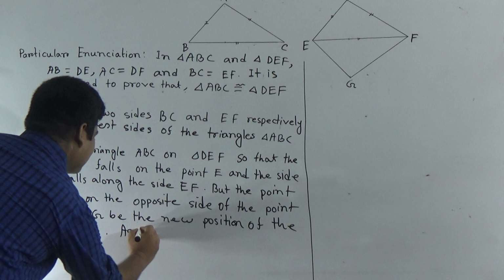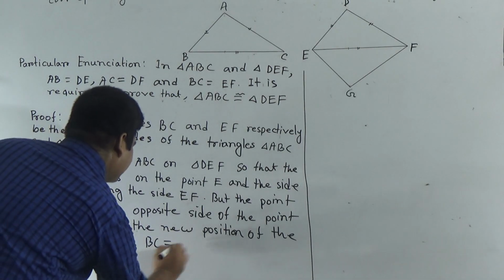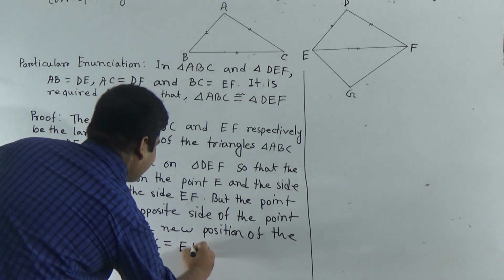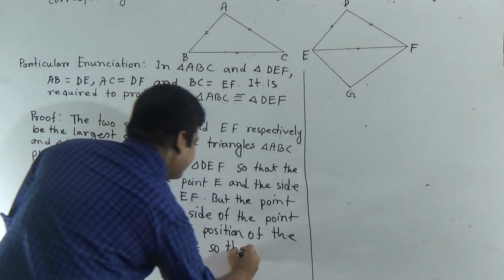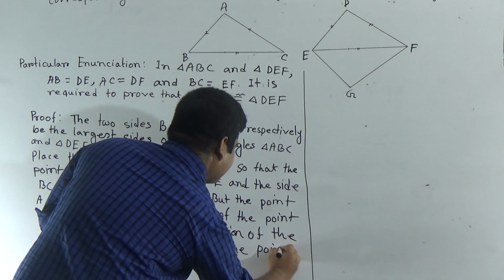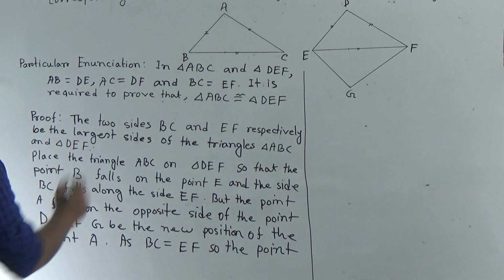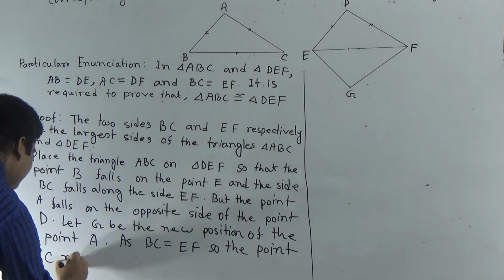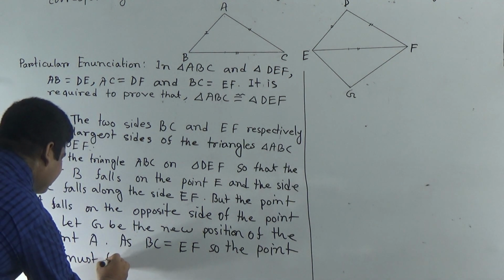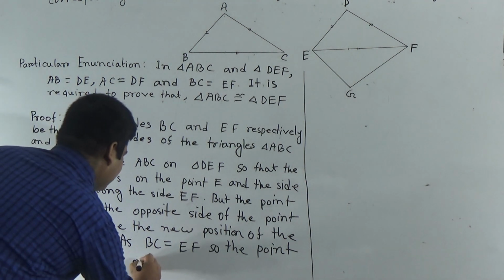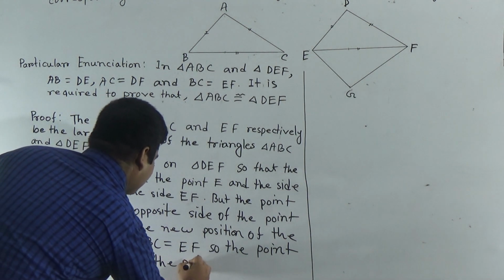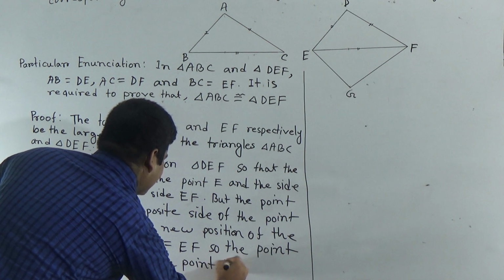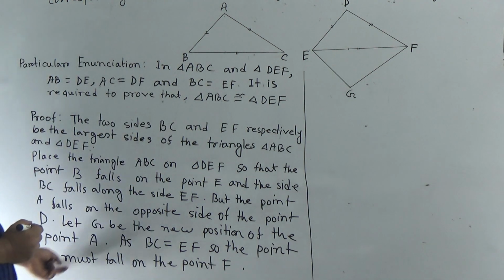As BC equal to EF, so the point C must fall on the point F. I hope you have understood.